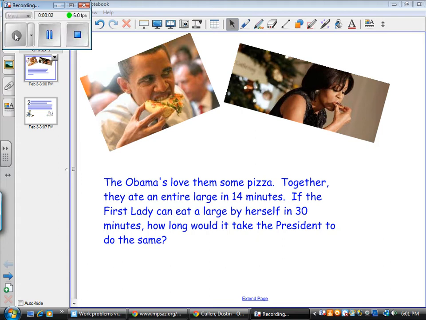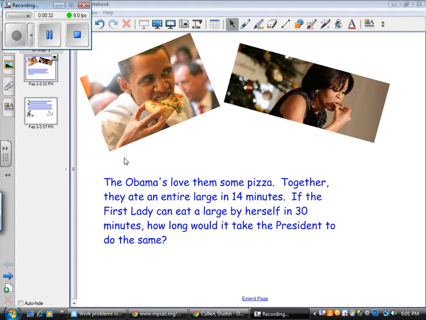Okay, everybody, so as an extension to that, if we are going to have some of these work problems where, instead of being given the time it would take each person to do it individually, now we're going to be given the time it takes them as a group and asked to find how long it would take one individual. So here's President Obama and the First Lady, and they love themselves some pizza.